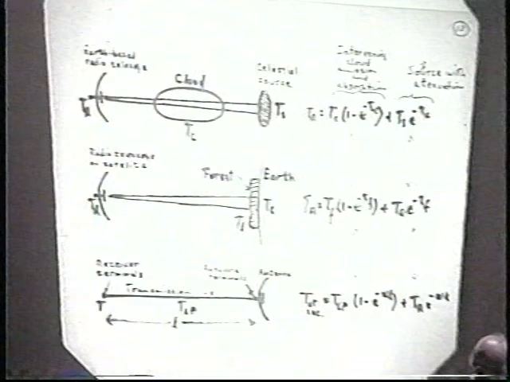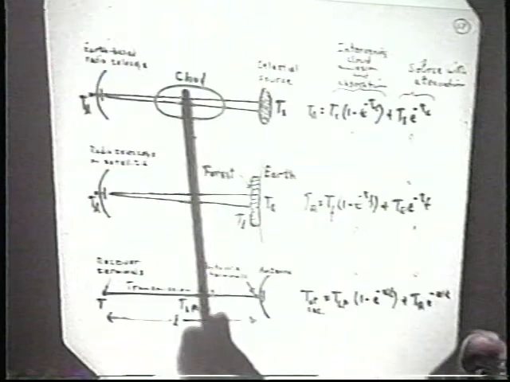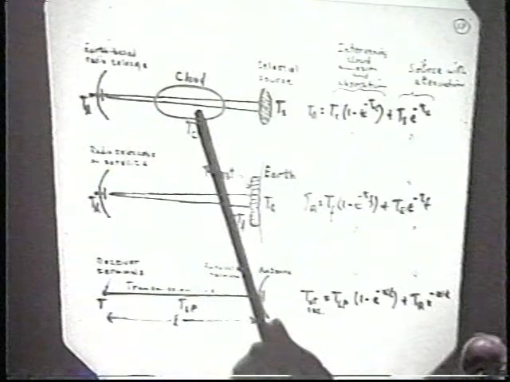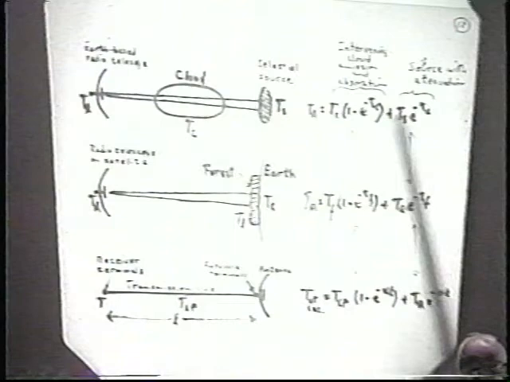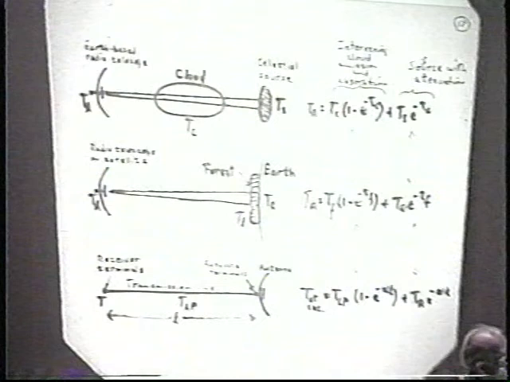Suppose the radio telescope is looking out into space, and here is an emitting object at a temperature T sub S. If there was nothing intervening, the antenna temperature would be this. You would be measuring it. But suppose in between there is a cloud, a plasma, or something that is both an emitting and absorbing cloud, then the antenna temperature that you measure is given by this expression, where the source temperature is attenuated by the cloud, and there's an extra term due to the emission and absorption by the cloud.